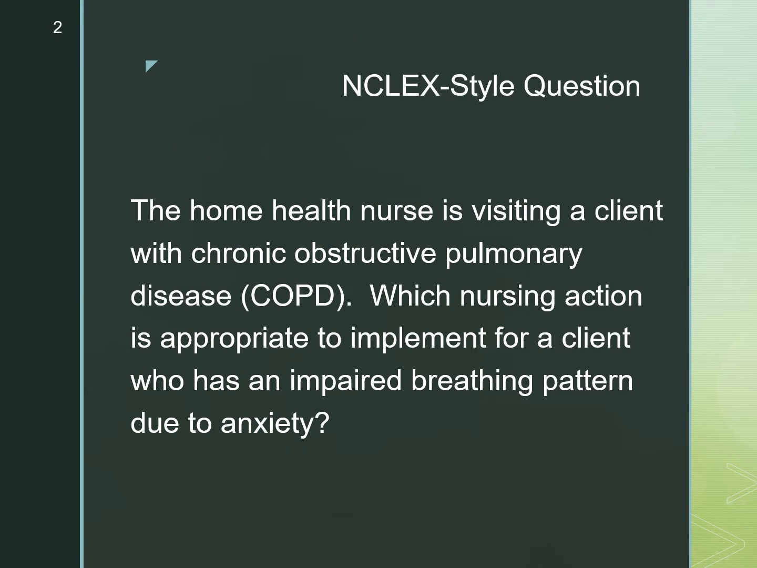So this is our NCLEX style question, and the question is, the home health nurse is visiting a client with chronic obstructive pulmonary disease, or COPD. Which nursing action is appropriate to implement for a client who has an impaired breathing pattern due to anxiety? So basically, we need to ask, first of all, what is this question asking?